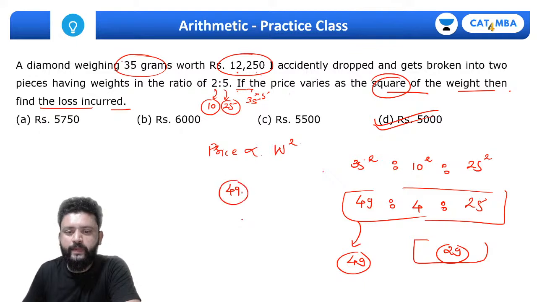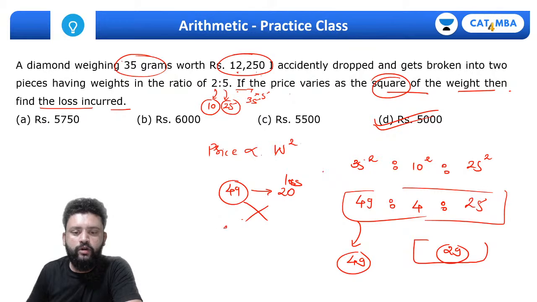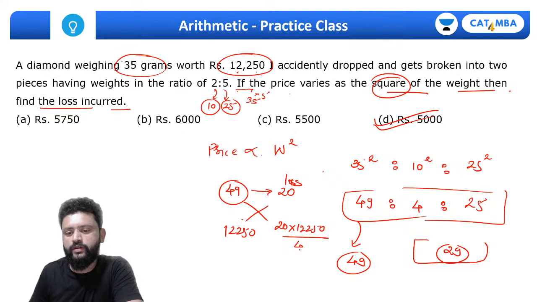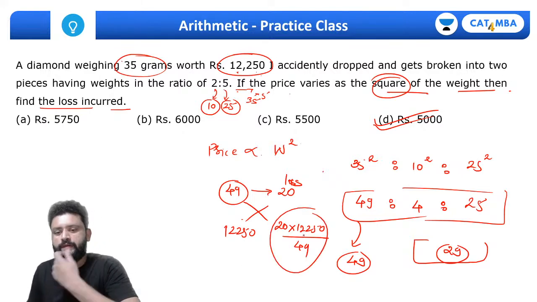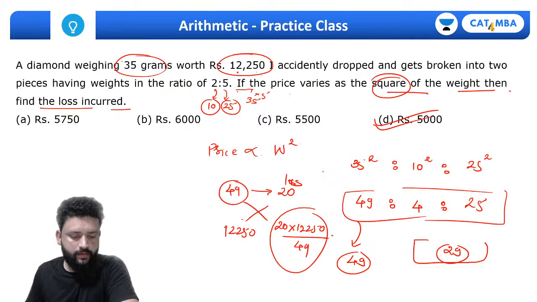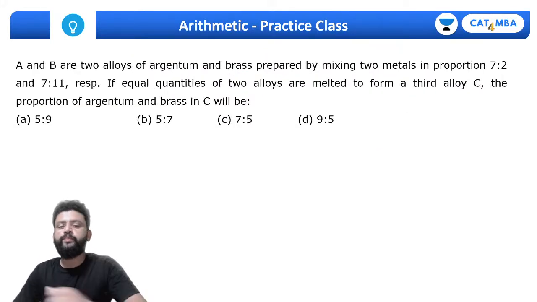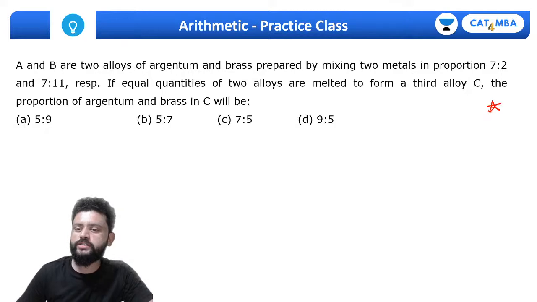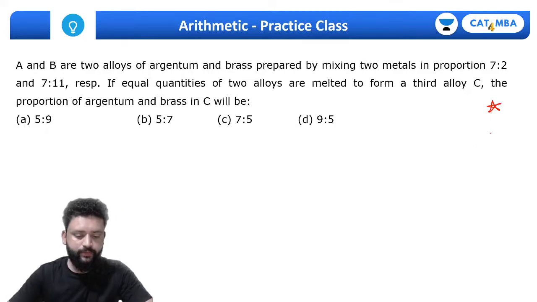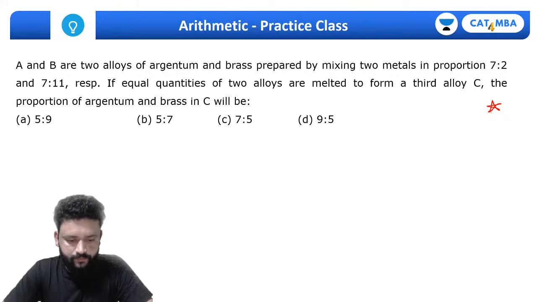Right? On 49 rupees, there was a loss of 20 rupees, so if the amount is 12250, how much will the loss be? That is 20 into 12250 divided by 49. Right? Let's move to the next. Try for this. This is the typical question on mixtures and alligation. Let's see how many of you can tackle it properly.